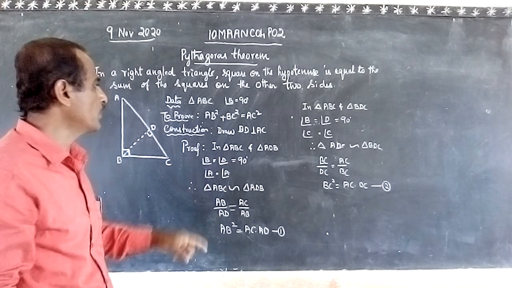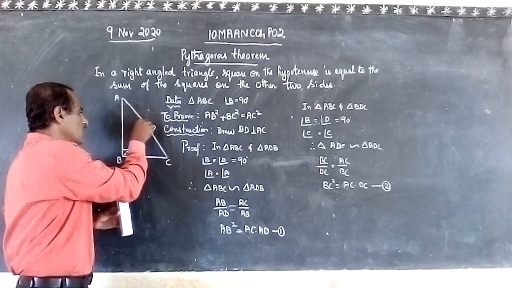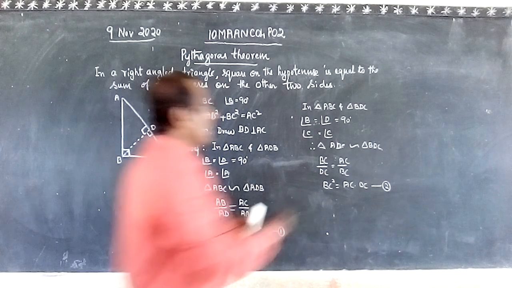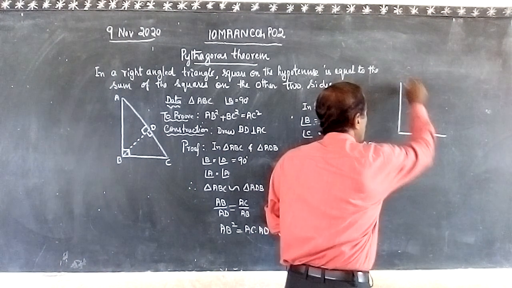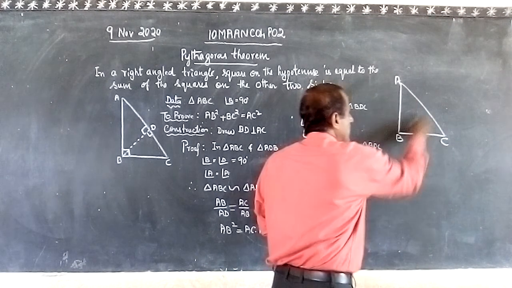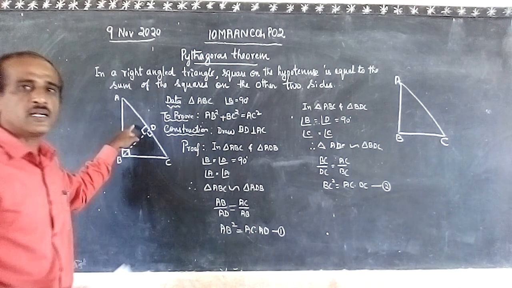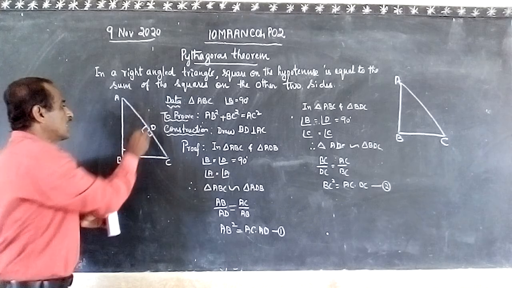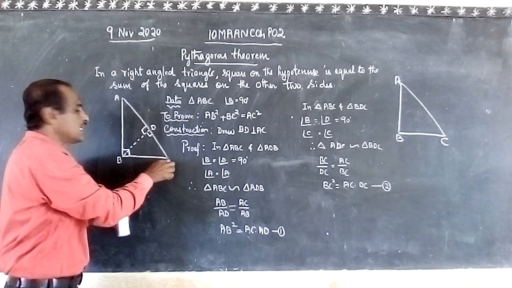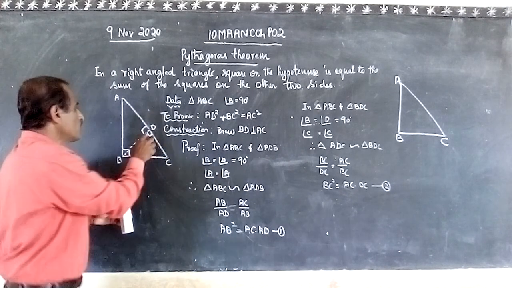How to prove? Now look at this. If you draw the construction like this, BD perpendicular, what we can observe here is that this is the original triangle ABC. Now what you have constructed is BD perpendicular to AC. Then this triangle again divides into two perpendicular triangles: triangle ABD and DBC. Both the triangles are also right angled triangles. Why? Because BD is drawn perpendicularly.